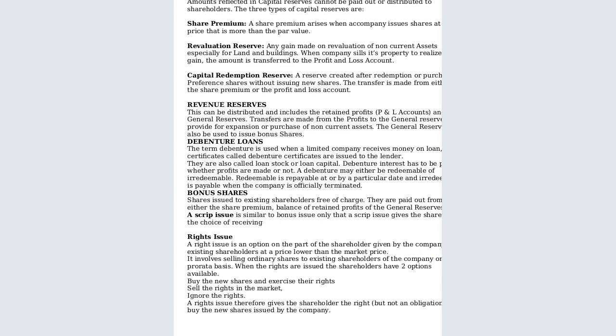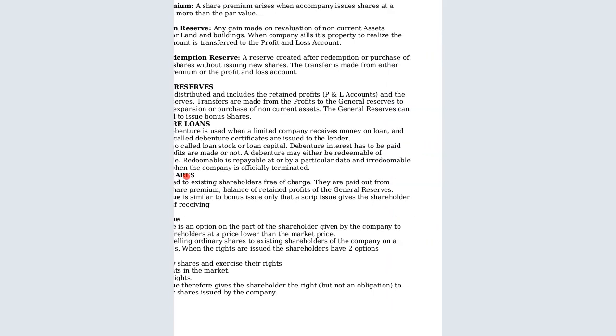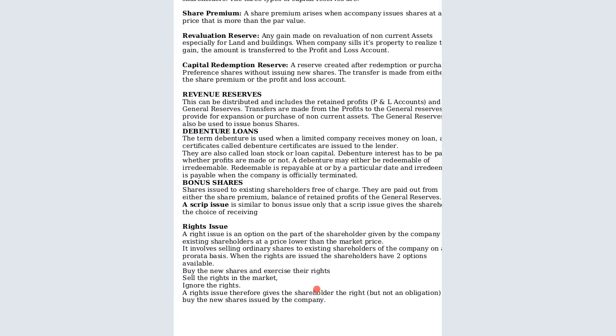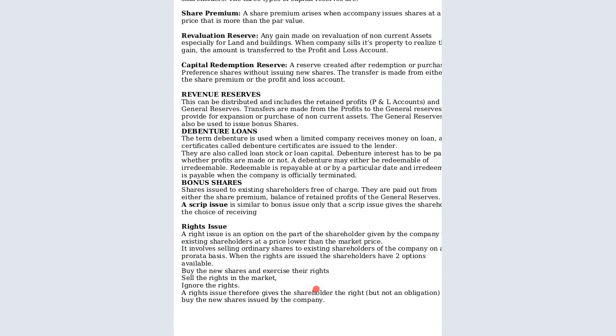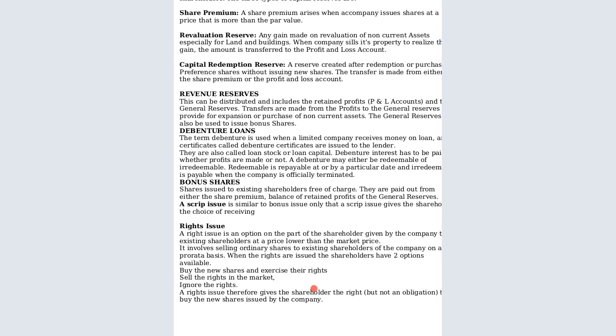Now, a rights issue, we are told that it is an option on the part of the shareholder given by the company to existing shareholders. So for a bonus issue, remember, they are given free extra shares. Now, for a rights issue, we tell our shareholders we are selling shares to members of the public. But because you people are already our shareholders, we are going to give you an offer. You buy those shares at a price lower than the market price. So if the market price is 30 Kenyan shillings per share, we give an option to our existing shareholders and tell them you can buy our shares at a price lower, maybe 25 per share.